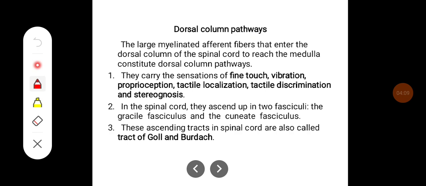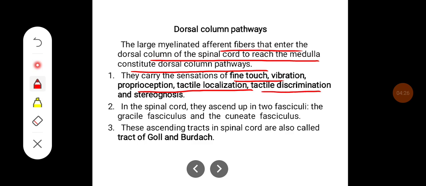Coming to the dorsal column pathways, the large myelinated afferent fibers that enter the dorsal column of the spinal cord to reach the medulla constitute these dorsal column pathways. They carry sensation of fine touch, vibration, proprioception, tactile localization, tactile discrimination, and stereognosis. In the spinal cord, they ascend up in two fasciculi, the gracile fasciculus and cuneate fasciculus. These ascending tracts in the spinal cord are also called the tract of Goll and Burdach.